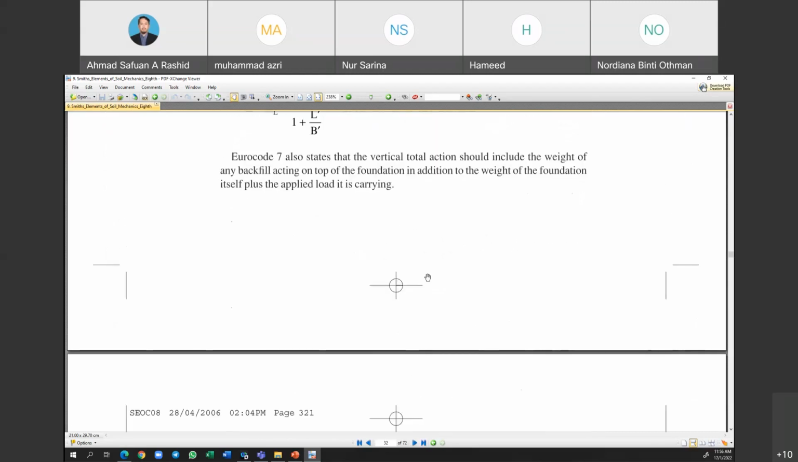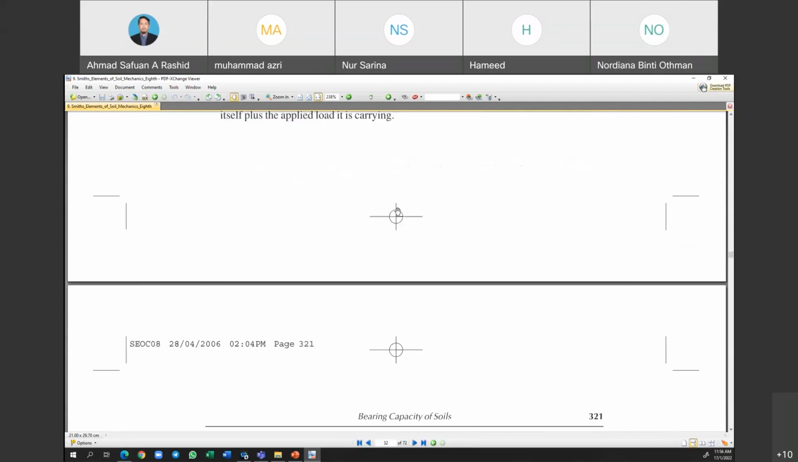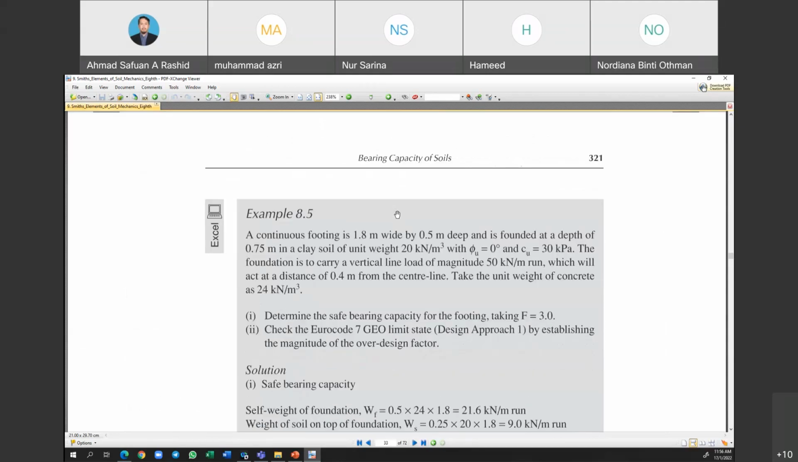Eurocode 7 also states the vertical load should include the weight of any backfill acting on top of the foundation, in addition to the weight of the foundation itself plus the applied load it is carrying. So this is example 8.5. Let us look at this example.